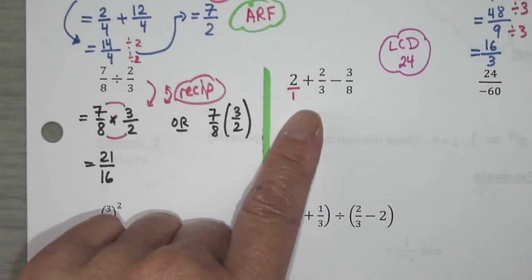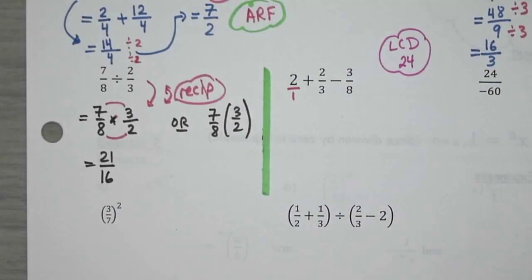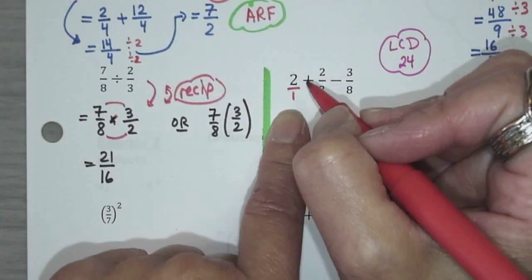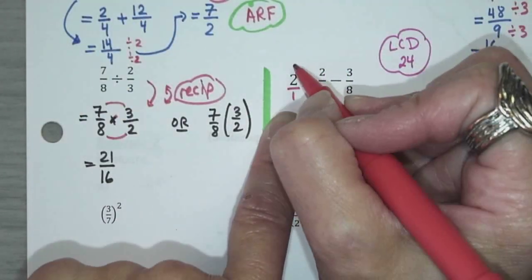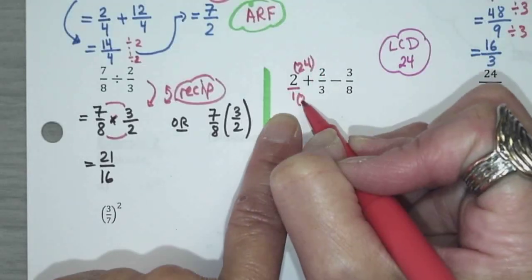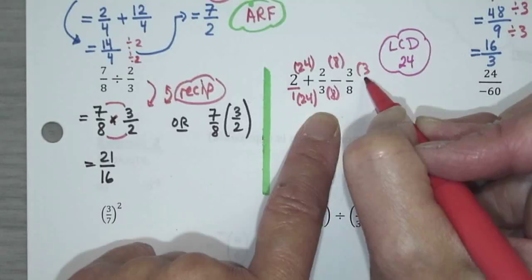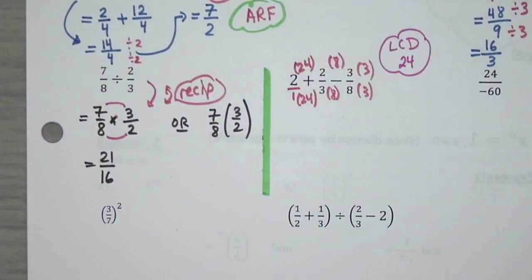Okay, 24. And here, I'm going to multiply by the lowest common denominator, and we're going to do this. So this will be, I want to multiply this one by 24, 24. This one I would multiply by 8, and 8, and 3, and 3.